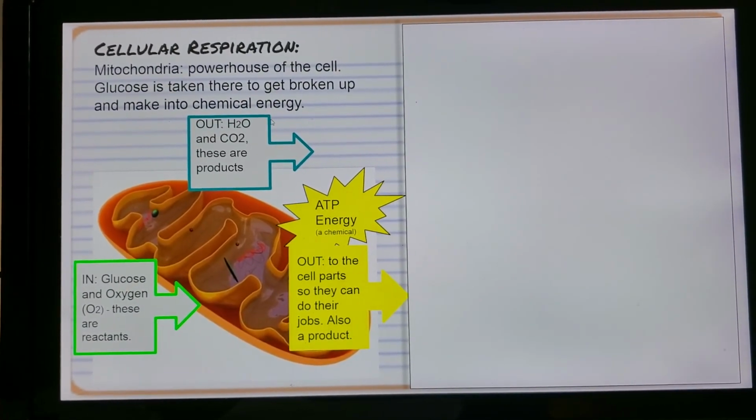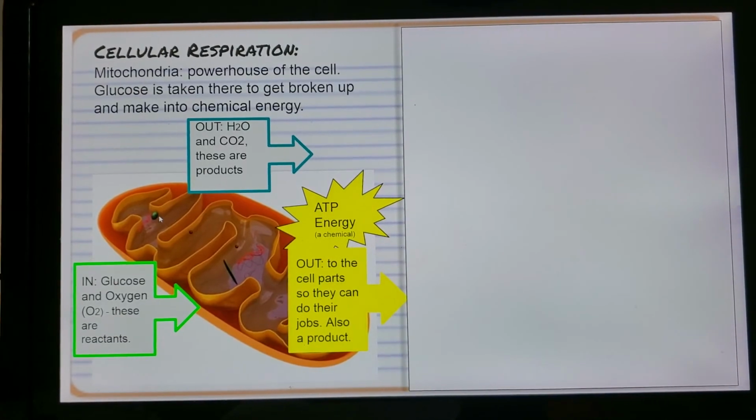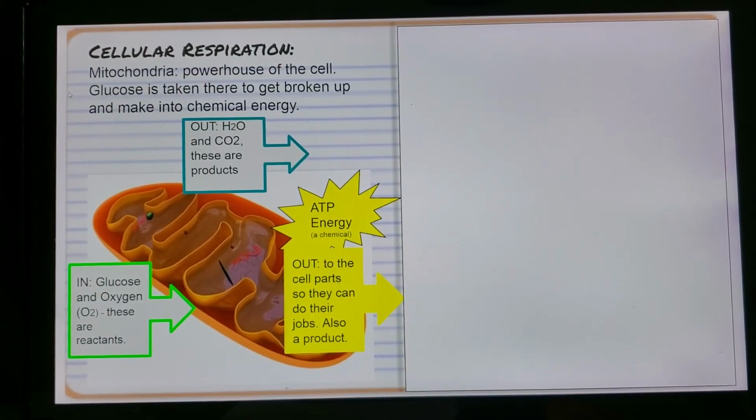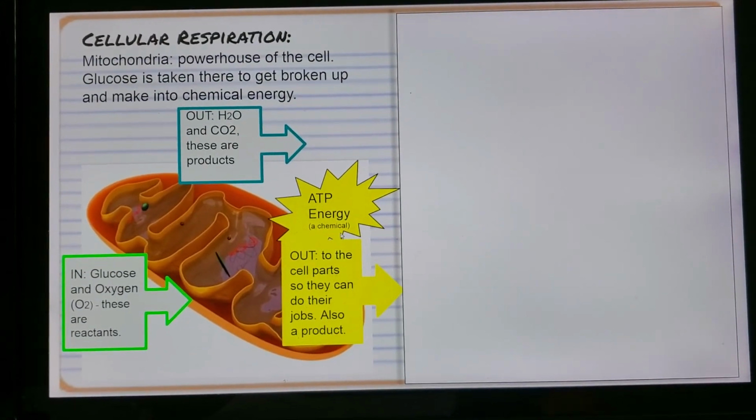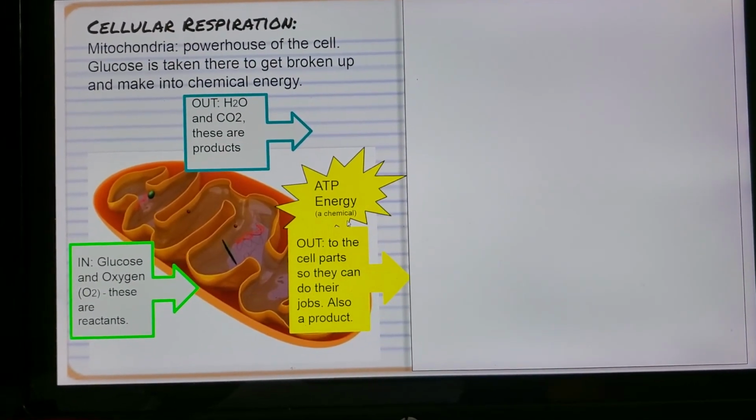Keep in mind that we went from radiant energy, that's where it all started with the sun, and we end up with chemical energy. That's our chemical transformation. So we'll continue this tomorrow.